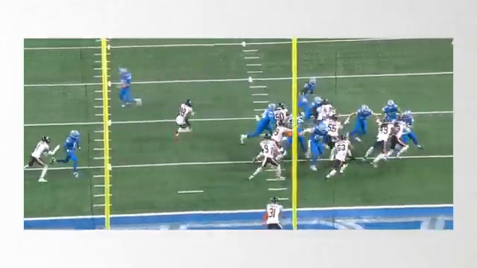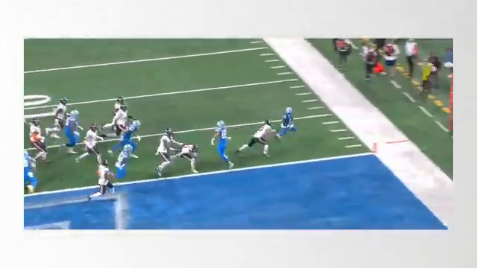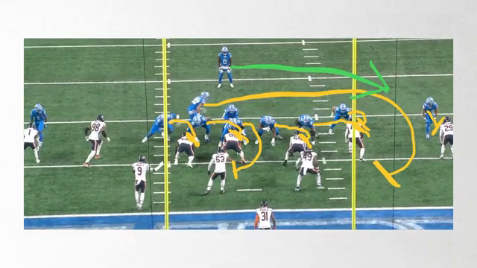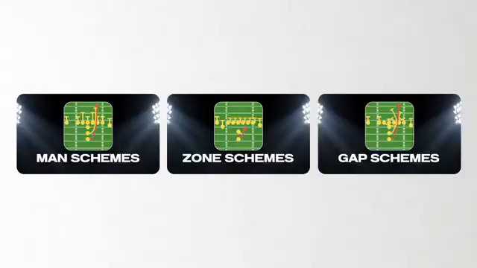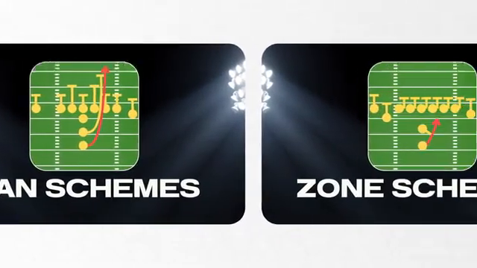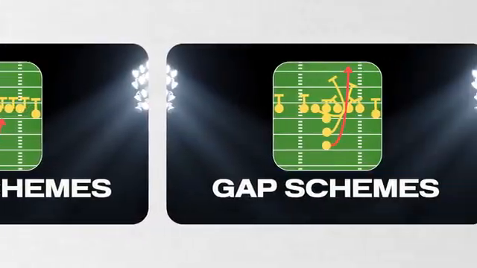Football's running game isn't just about handing the ball off and charging ahead. There are entire families of plays built around different blocking philosophies: man, zone, and gap concepts. Each one changes how the linemen block and what the running back is expected to do after the snap.